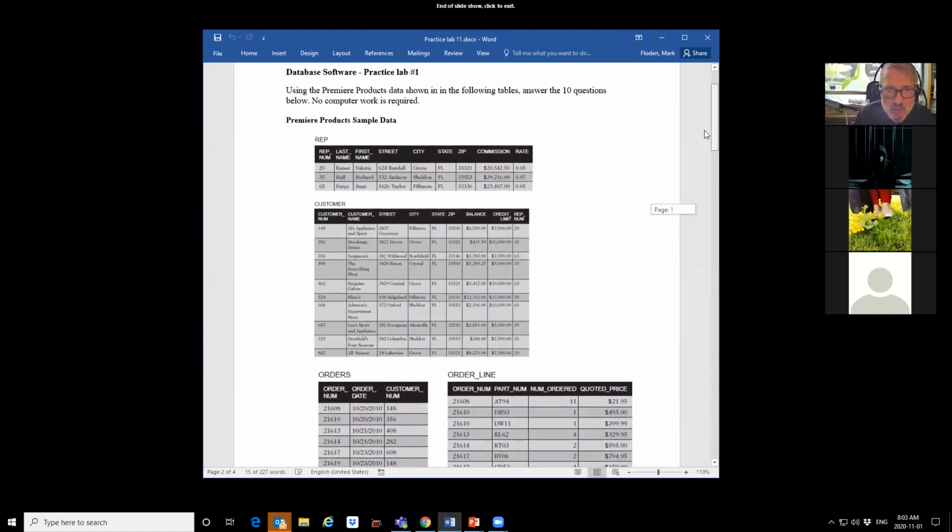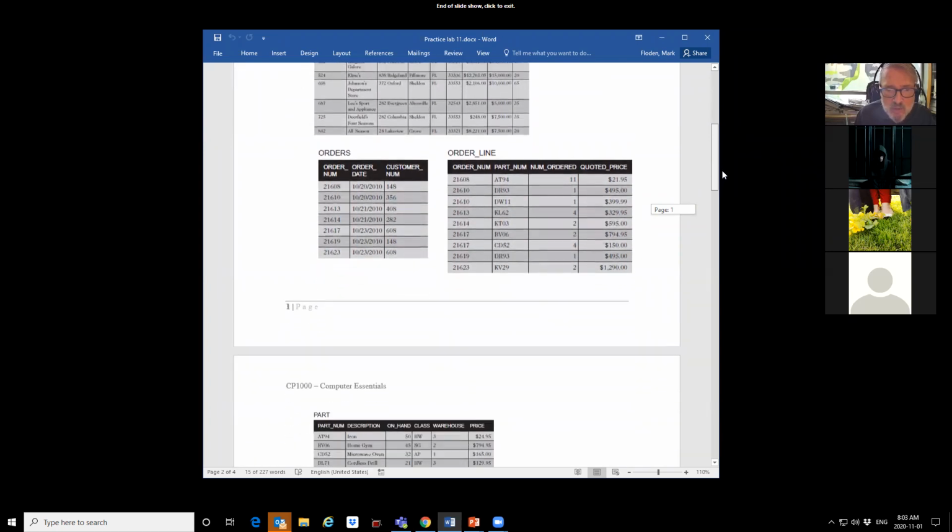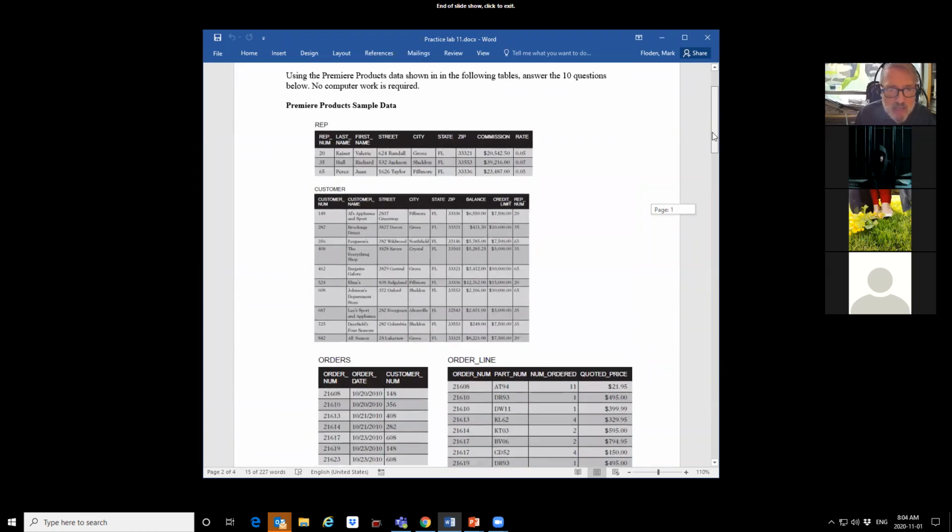I'm guessing that you wouldn't look in the rep table, the orders table, the order line table, or the part table, but you might look in the customer table. And sure enough, in the customer table, you see there is a field called credit limit. Scanning through it, this one has a credit limit of 7,500, that one 10,000, oh, this one 5,000. That is less than 7,500. So there's one. This customer has a credit limit of less than 7,500.